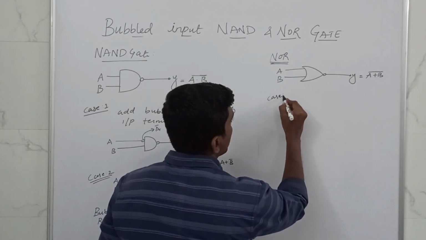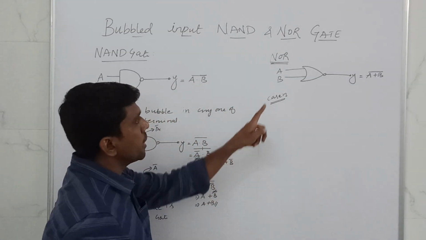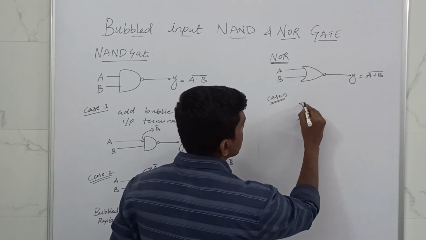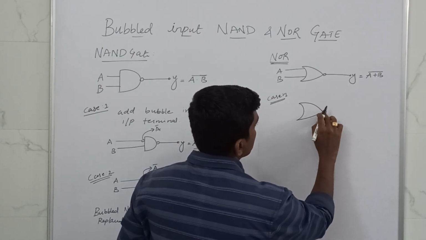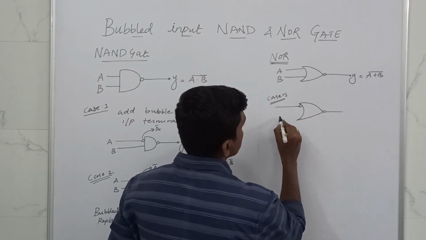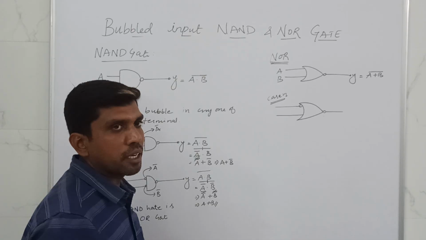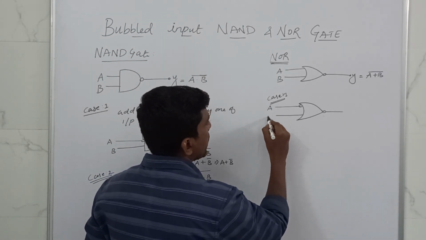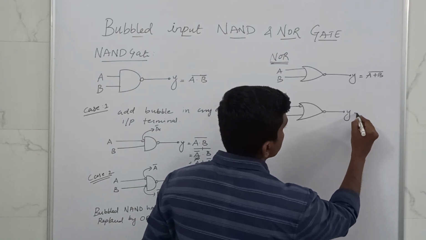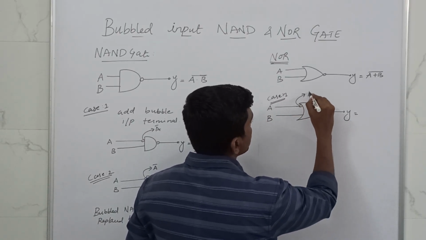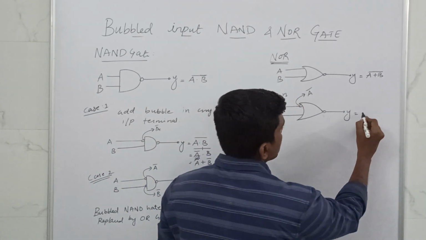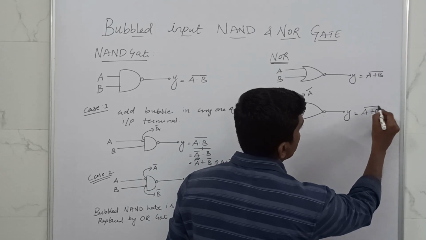Here also I introduce the bubble at any one of the input terminals. So it's case 1. Let me introduce the bubble at input A. The other input B is directly connected to the NOR gate. So A and B are the inputs of the NOR gate and Y is the output. After the bubble you will get the value A bar.